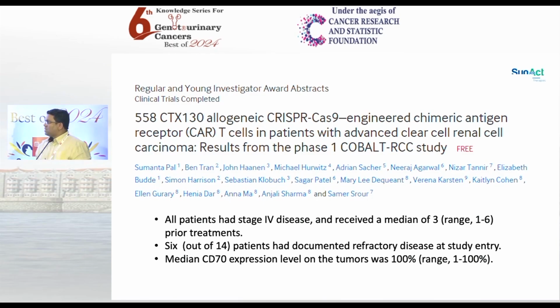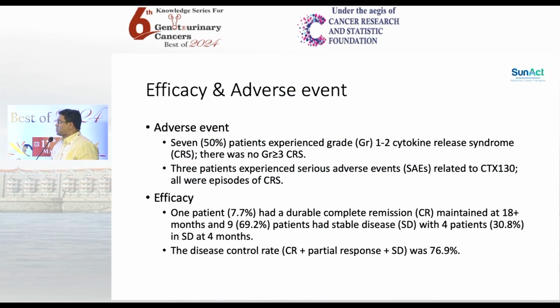So let's look at these results from COBALT. Healthy donors, sir. If you look at the phase 1 of the COBALT RCC study, all these patients had stage 4 disease and had received at least 3 lines of therapy. Six of these 14 patients had refractory disease, and they were smart enough to take patients with high CD70 expression, which was on average 100%, but they had patients from 1 to 100% in this study. This is CD70 IHC expression, and the expression has to be on the cytoplasmic membrane, moderate to strongly positive. Now let's look at the side effects we saw in this.